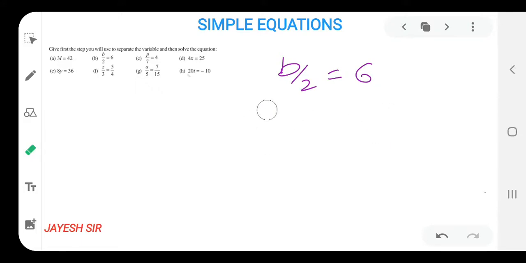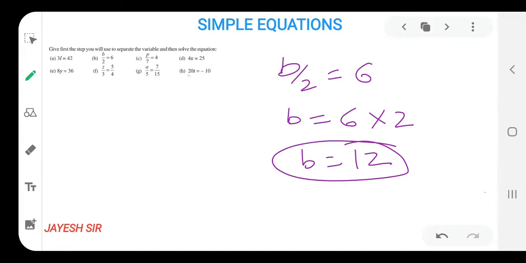Now 2 is in division. After going that side it will become multiplication, as I already told you. 6 as it is, multiplied by 2. So the value of B I am obtaining over here is 12. I hope you all might be getting it, friends. So let us begin with the next sum. The next sum would be over here, P by 7 equals 4.